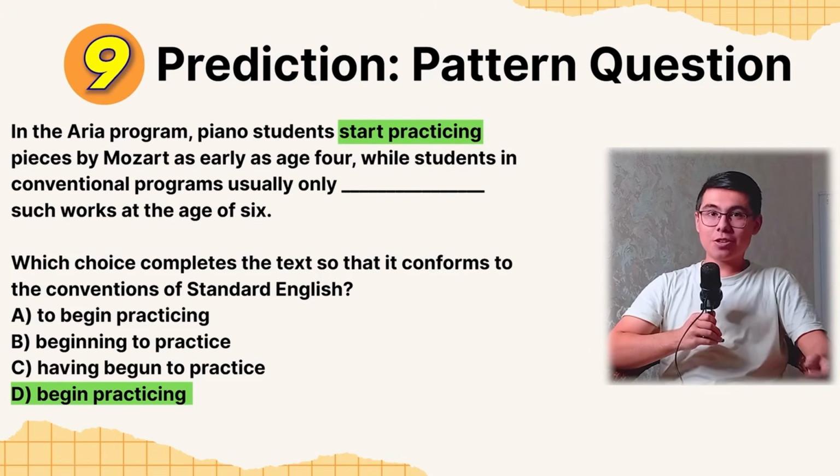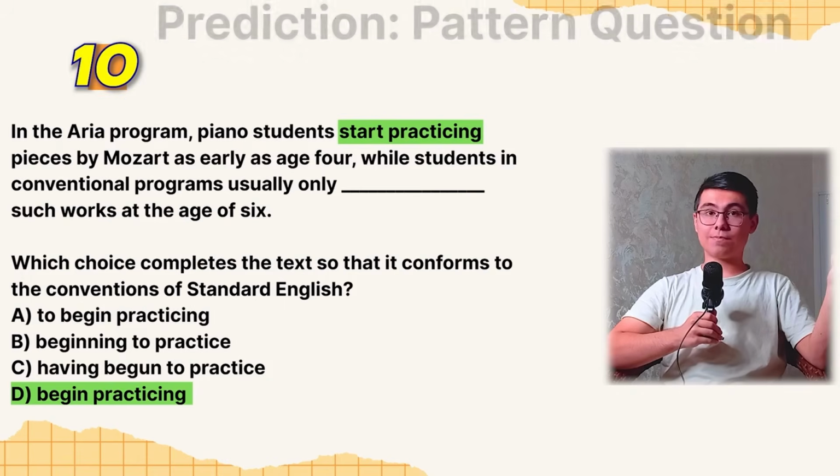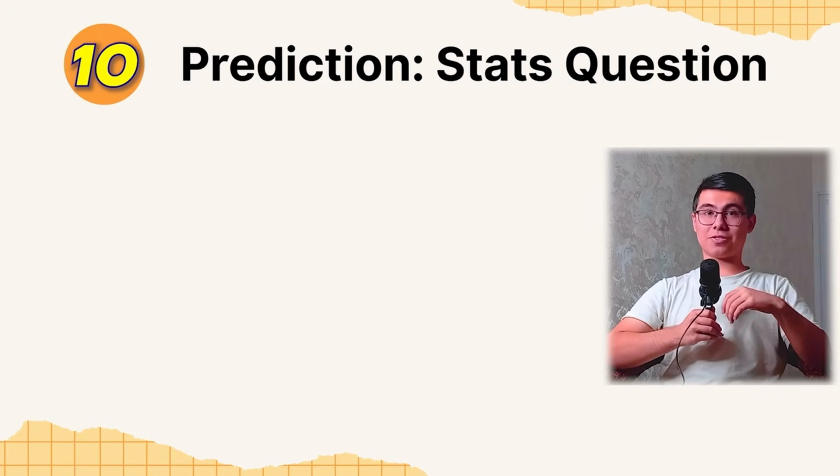Choice D here is exactly what we wrote, "begin practicing," which is clean, parallel, and perfect. So yeah, D is the correct answer here.